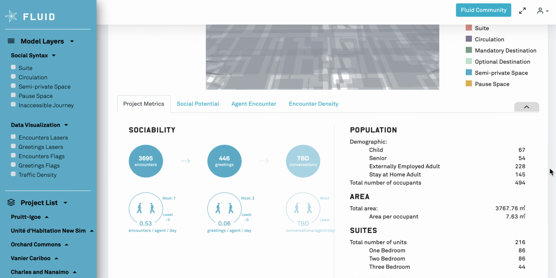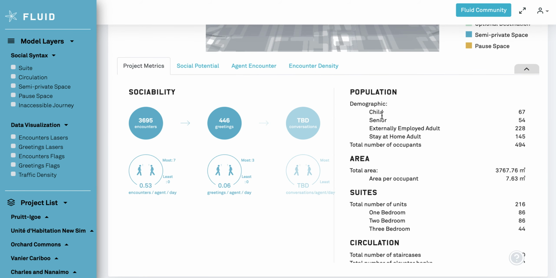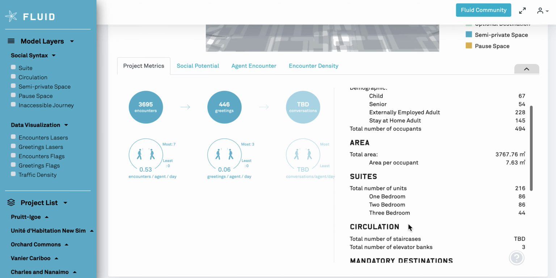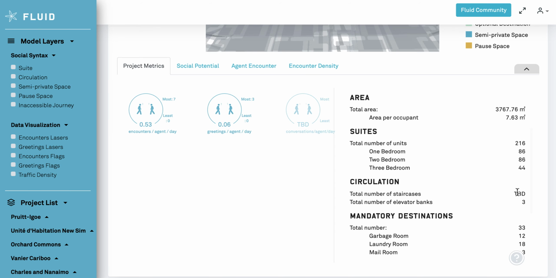You can see we have some metrics over here about children, seniors, externally employed adults, stay-at-home adults. We have some general stuff that we've done there. And we have the number of suites, 1 bedroom, 2 bedroom, 3 bedroom, and we haven't figured out how we can identify staircases and can't identify staircases, which is a really interesting situation. But we know that there's 3 elevator banks, which does map onto the 3 different areas of circulation.